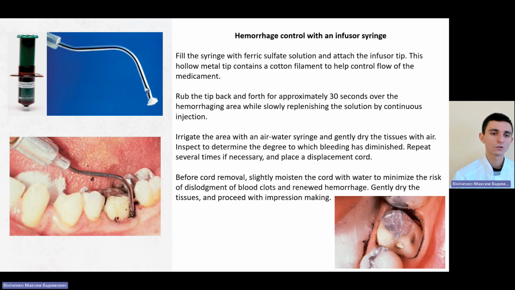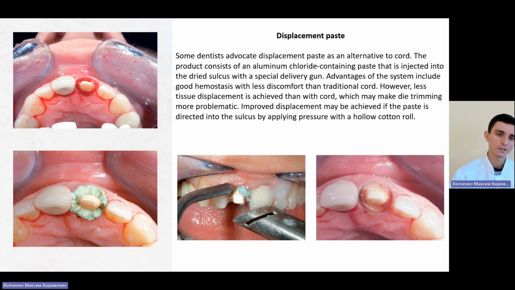Inspect to determine the degree to which bleeding has diminished. Repeat several times if necessary and place a displacement cord. Before cord removal, slightly moisten the cord with water to minimize the risk of dislodgement of blood clots and renewed hemorrhage. Gently dry the tissues and proceed with impression making.